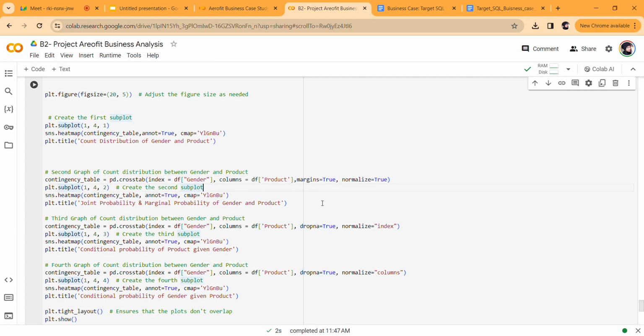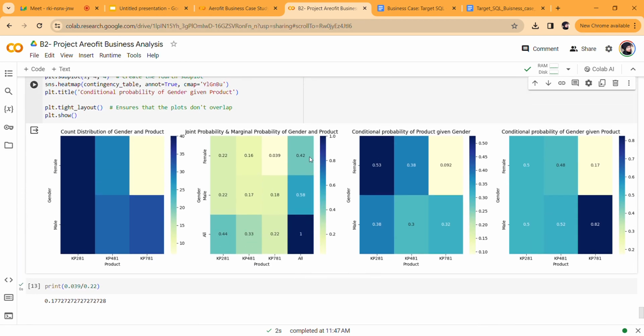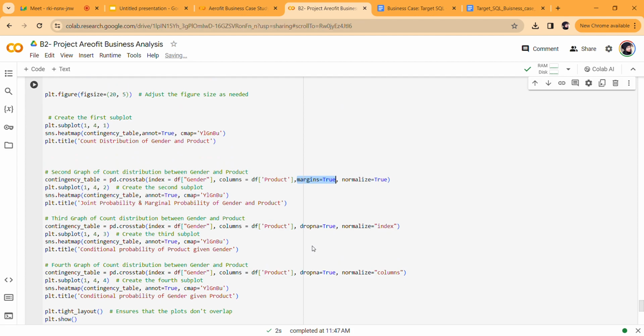In this second graph we are going to set margins is equal to true. Why? Because we want to see the marginal probability also. If we don't turn on the margins, we won't be able to see the totals: all of male and female, and all of the products. This margin is going to show that. And normalize is equal to true means we are going to see the probability. Here you can see I am not using normalize is equal to true. Generally normalize is false by default.